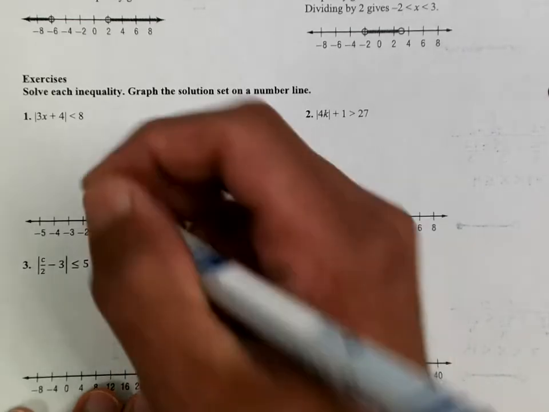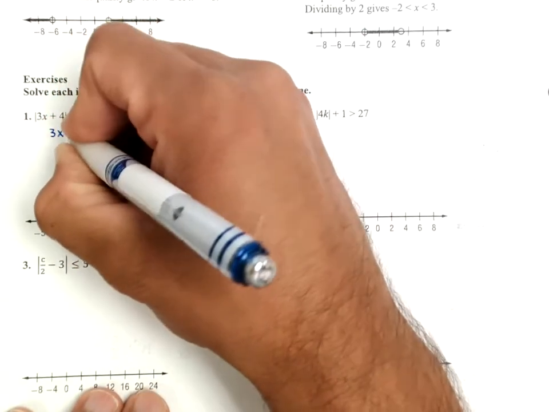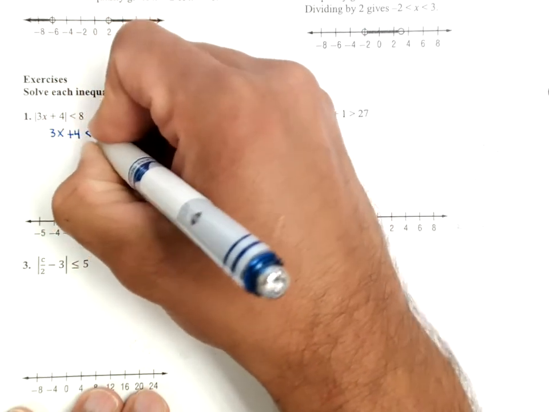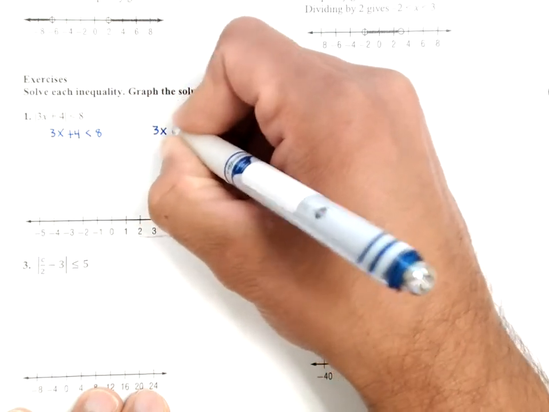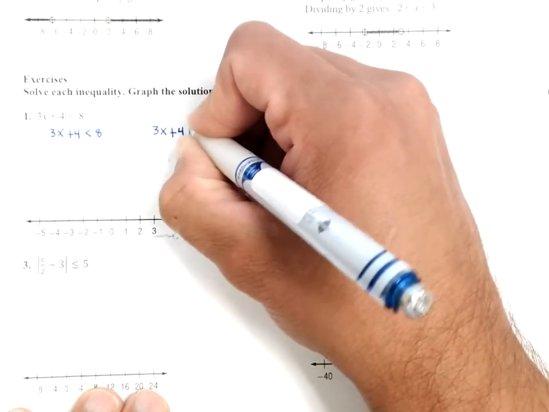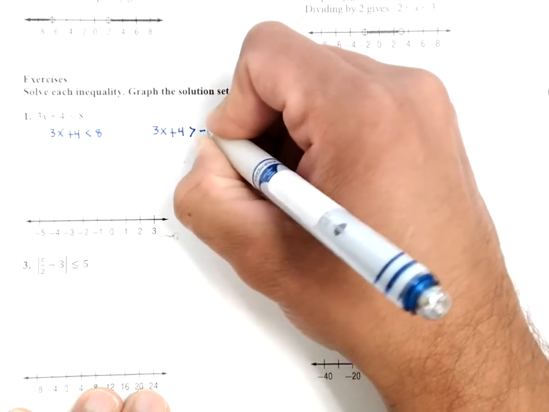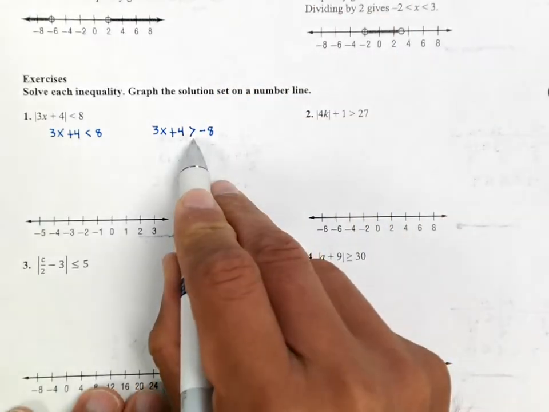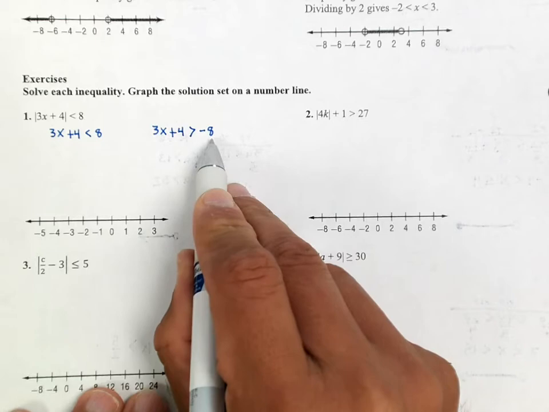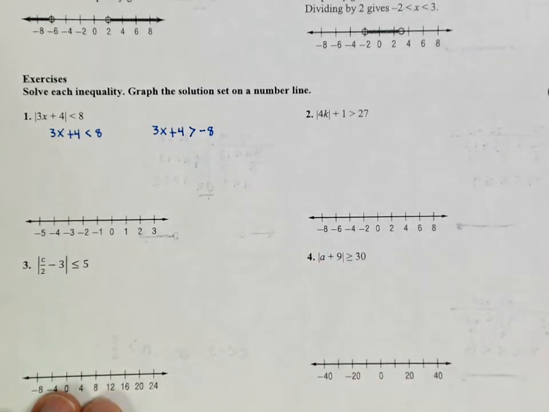So in exercise number 1, I have two cases. One case is going to be 3x plus 4 is less than 8. And the other case is going to be 3x plus 4 is greater than -8. All right, notice I switched the inequality, and then I also made that negative. All right, so now we're going to solve each one separately.